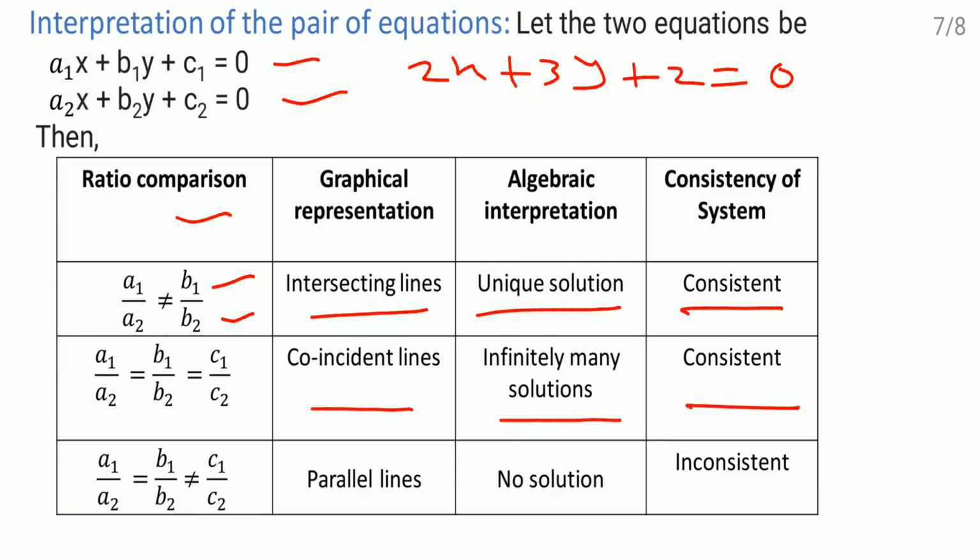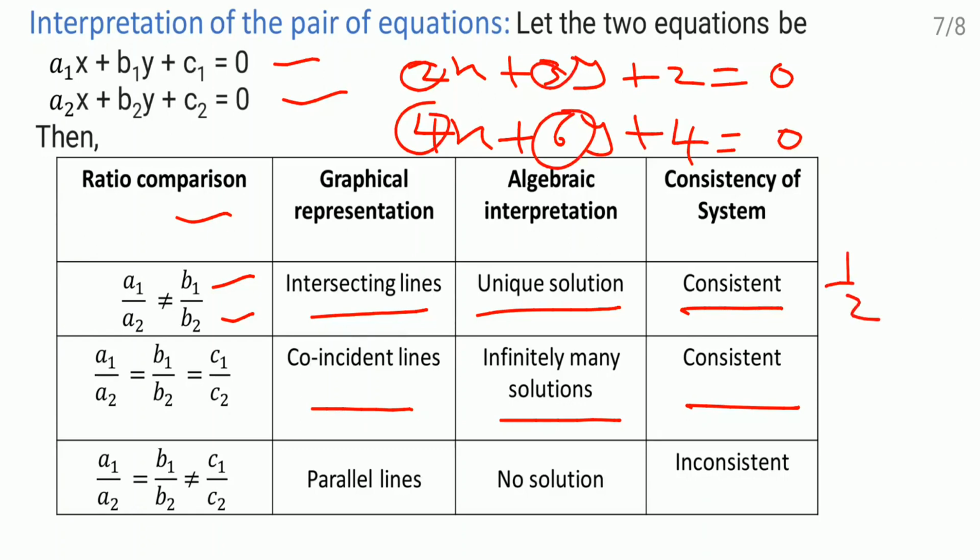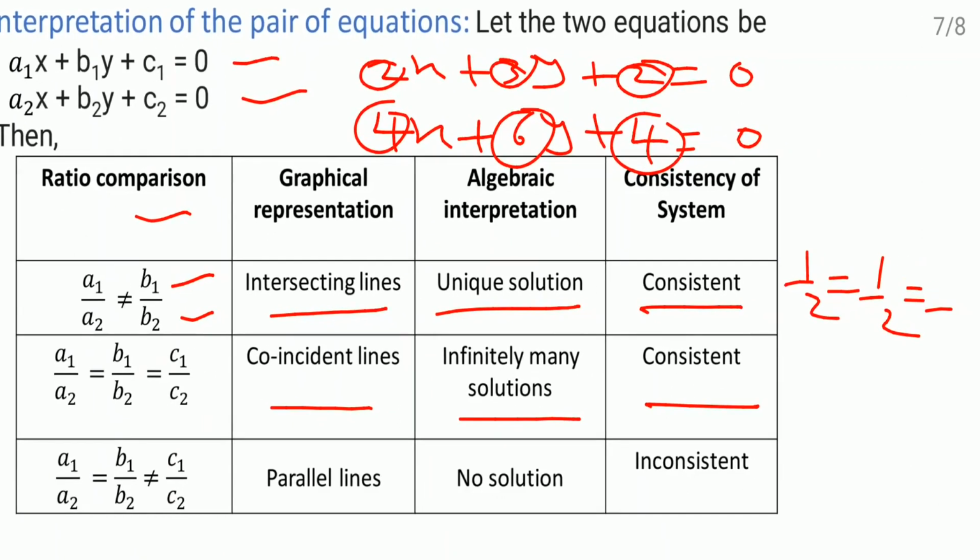Let us see the other one here. Suppose I write 4x plus 6y plus 4 equal to 0. Now look at the ratios: 2 by 4, ratio becomes 1 by 2. 3 by 6, ratio is 1 by 2. And here 2 by 4, ratio is 1 by 2. All the ratios are equal. As all the ratios are equal, the lines are coincident lines. Right?